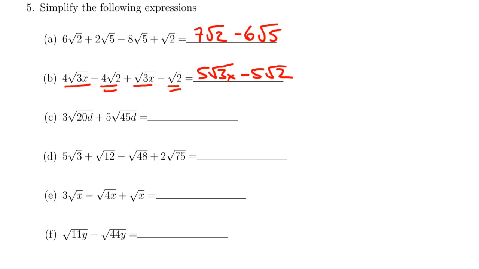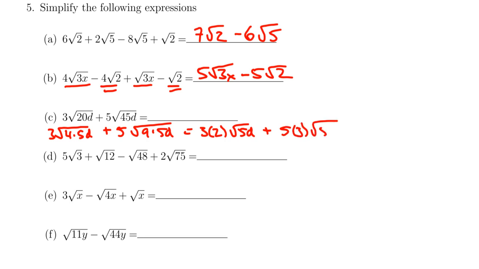Now for this next one here, I kind of have to simplify this first. So I've got to look at 20. That's going to be 4 times 5d. And root 45 is going to be 9 times 5d. So I can pull out the square root of 4 there, and that's going to be 2. So I'm going to have 3 times 2 times the square root of 5d. And then in the second one, I can pull out a square root of 9, which is 3. So it's going to be 5 times 3 root 5d.